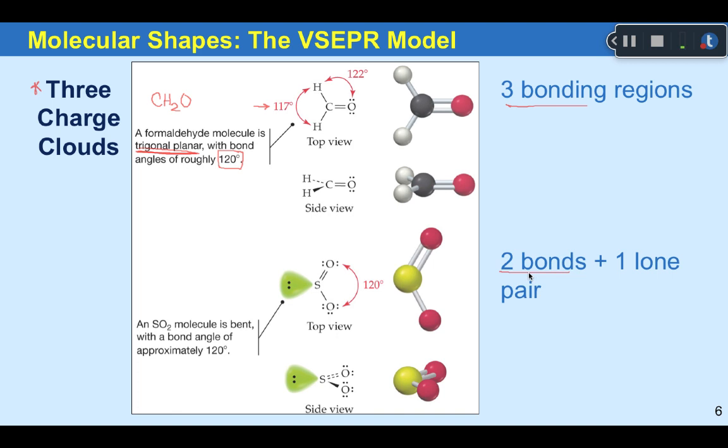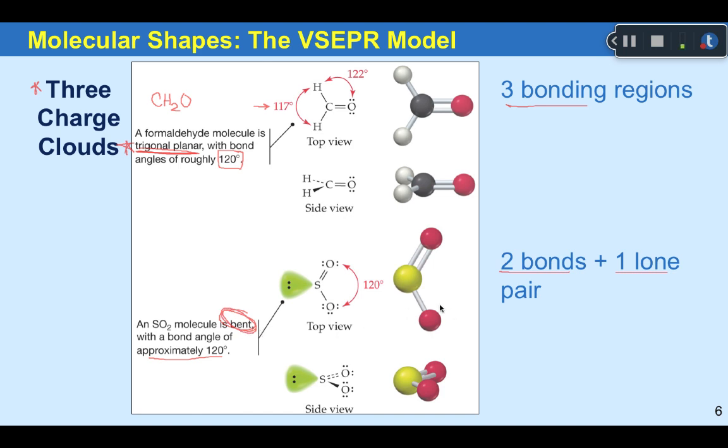And then there's also a lone pair on the sulfur. So each of those is a charge cloud for a total of three. And again, you get bond angles of approximately 120 degrees, and we call this trigonal planar, the electron charge cloud shape. But the molecule instead is bent. Why? Because we only have two things attached to the central atom. You can't have trigonal planar without three atoms.